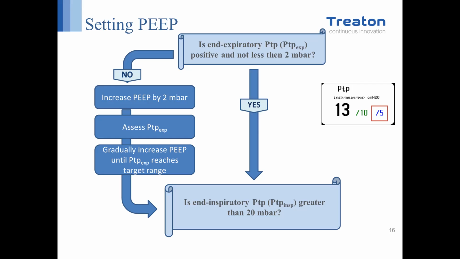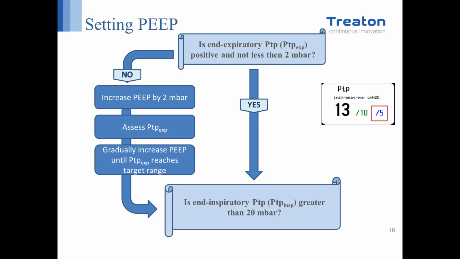The next two slides show how to set PEEP step by step. You only have to answer two questions. Is end-expiratory PTP positive and not less than 2 millibar? And is end-inspiratory PTP greater than 20 millibar? Step 1. Is end-expiratory PTP positive and not less than 2 millibar? You have two variants of answer.